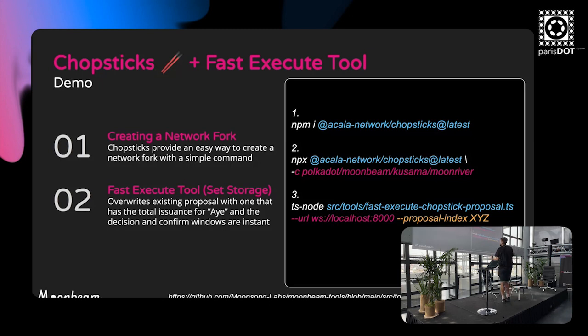And then the third step is basically just run the tool using ts-node. And all you have to do is pass in the URL of the node, the Chopsticks node, and the proposal index. And it is that simple. It's absurdly simple, to be honest. And so in order to do this, like I said before, the fast execute tool is going to set the storage. I think I even forgot to delete these 2 last parts. They're a copy from the last slide.